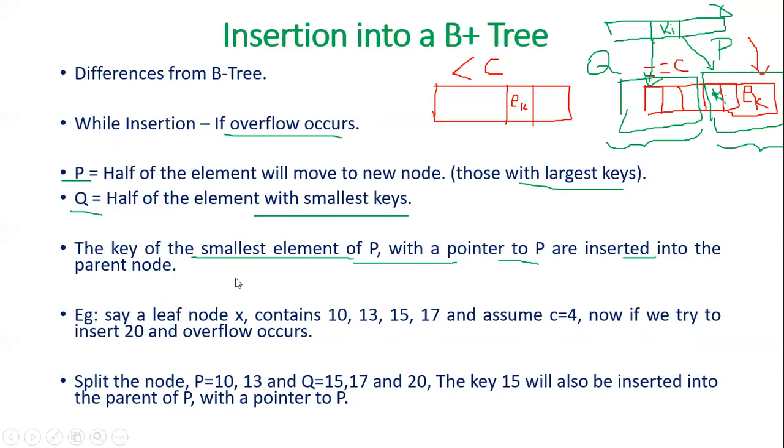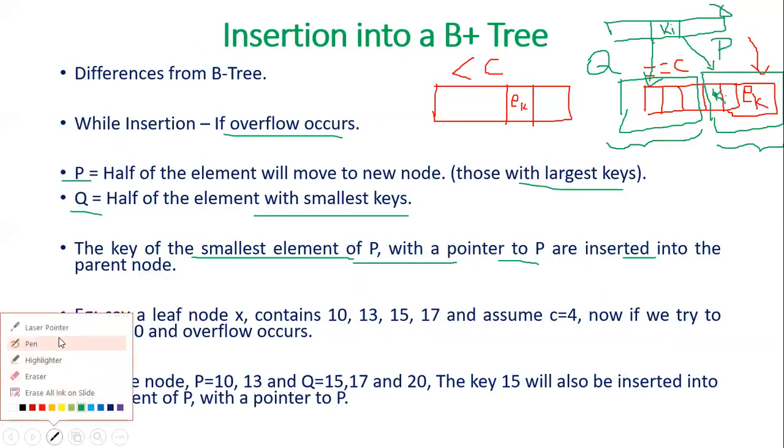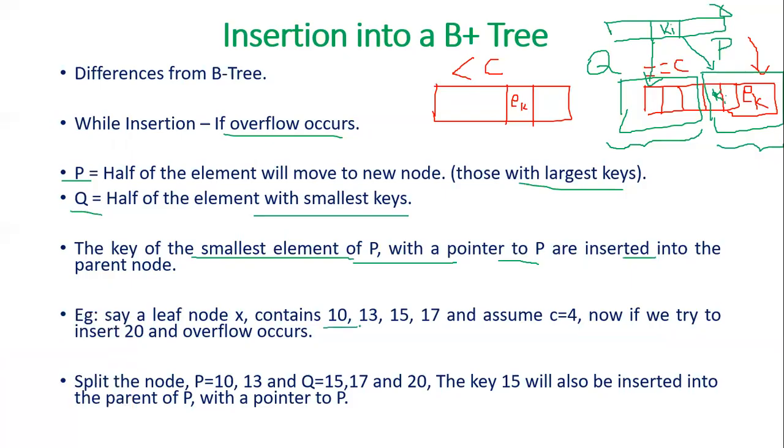Say a leaf node contains these values: 10, 13, 15, and 17. And assume that C is equal to 4. That is, the capacity of the leaf node is only 4. Leaf nodes are the data nodes. That is, it cannot take more than that. Now, if you try to insert 20, then there will be overflow. Right? Now we split the node into two. We will split something like this.